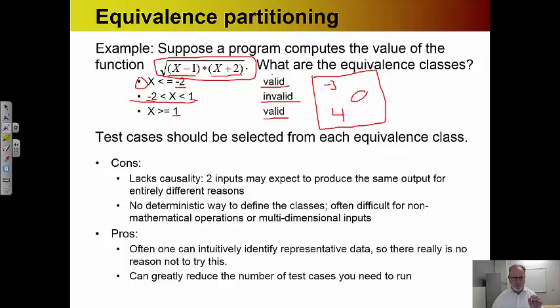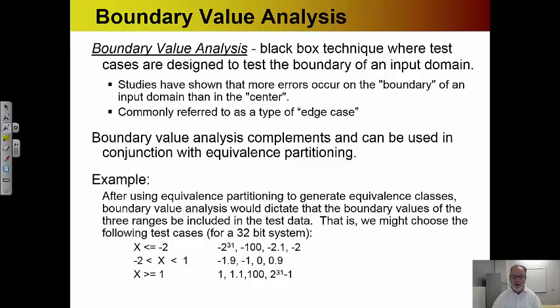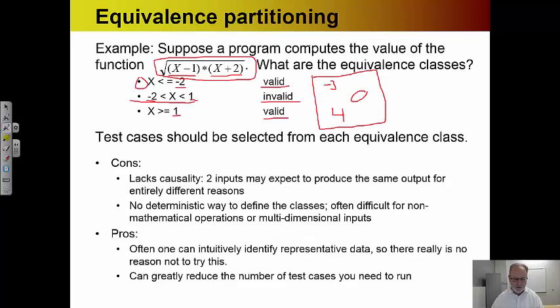The process related to equivalence partitioning of identifying those special cases is called boundary value analysis. It's a black box technique where test cases are designed to test the boundary of an input domain. All right. So, lots of studies show, and it probably matches your intuition, that more errors happen at these boundaries, right? I mean, even look at our definition here. We're more likely to get an error at these boundaries because maybe our logic was incorrect. Maybe we're not handling rounding. What if somebody handed us a float and we're rounding incorrectly? All kinds of reasons.